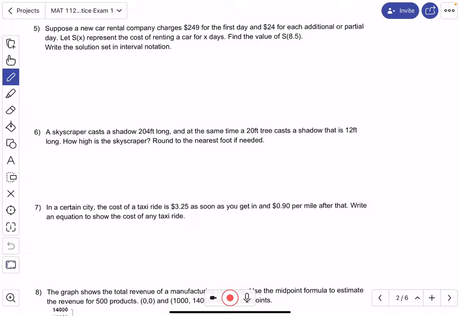All right, suppose a new car rental company charges $249 for the first day and $24 for each day after that. So we want to figure out how much this costs. So our equation, s of x, we know we're paying $249 for day 1. And then we know we're paying $24 per day for the part after, but we're not paying for the first day. So we'd have to subtract 1 from that number to get the correct answer.